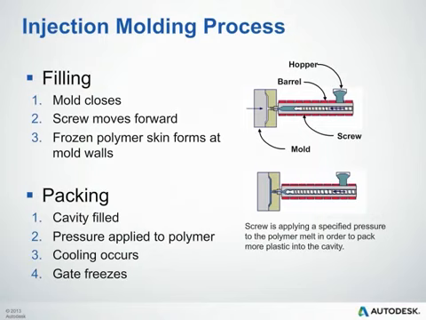Now we'll take a quick look at the injection molding process. This process is typically made up of several phases, the first one being filling. In the filling process, the mold's going to close. The screw is going to move forward to inject our polymer into our mold cavity, and we're going to start forming a thin skin on the mold wall. Packing. The cavity is basically going to finish filling under pressure control, and we're going to hold a pressure on that polymer as the part cools and the gate freezes off.